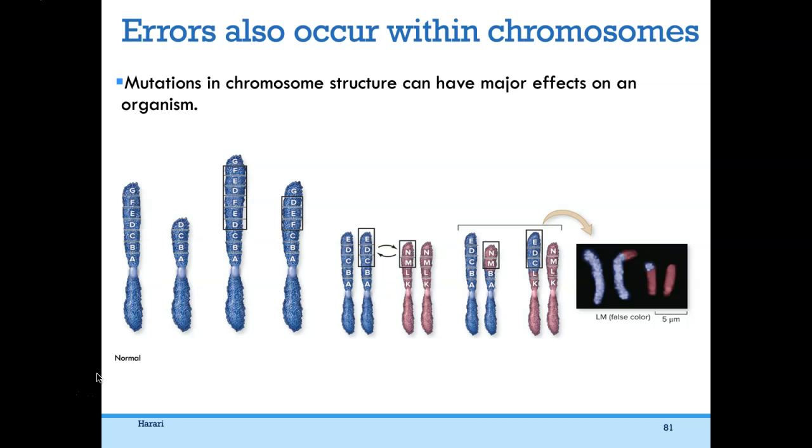Okay, so how do errors occur within chromosomes? We just said that aneuploidy is when you have an incorrect number of chromosomes that occurs by non-disjunction. But what about a change within a chromosome? Right? So a mutation within a chromosome can have major effects on the organism as well. Suppose we want to have a chromosome with the following genes, A, B, C, D, E, F, G.